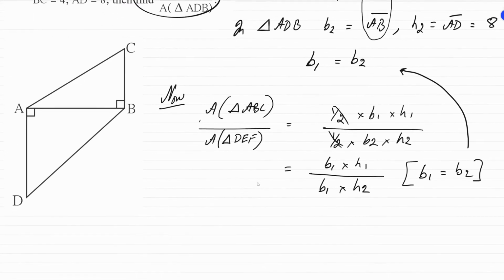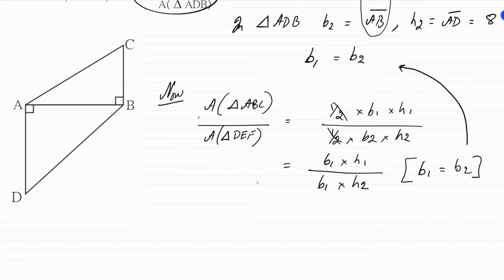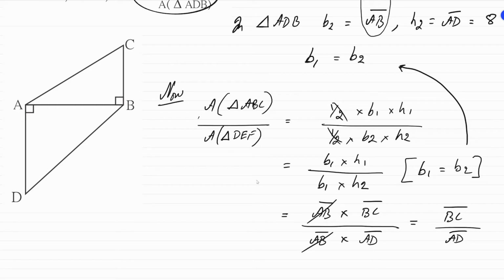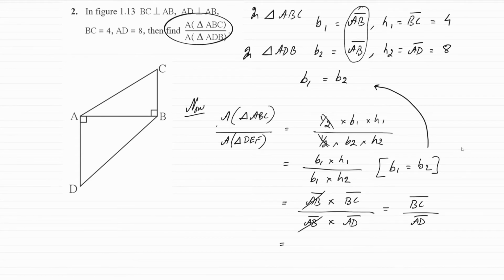Now we'll proceed further. So what is the next step? Next step is simple substitution. So what is B1? B1 is segment AB into what is H1? It is BC upon same AB, and H2 is AD. Now AB cancelled. Okay, and this will give me BC upon AD. The value of BC is 4, and what is the value of AD? 8. So this will be 1 upon 2. So this is the answer.